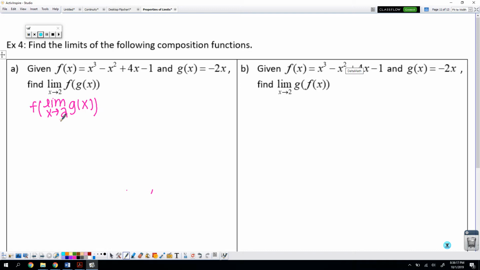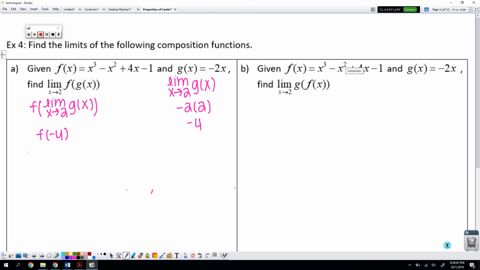So the limit as x approaches 2 of g of x is we're going to actually find that out. So over here I'm going to do the limit as x approaches 2 of g of x, and I'm going to find out what that is. Okay, so that means I can actually directly substitute here. Remember, drop the limit notation when you plug in. And I'm going to do f of negative 4.